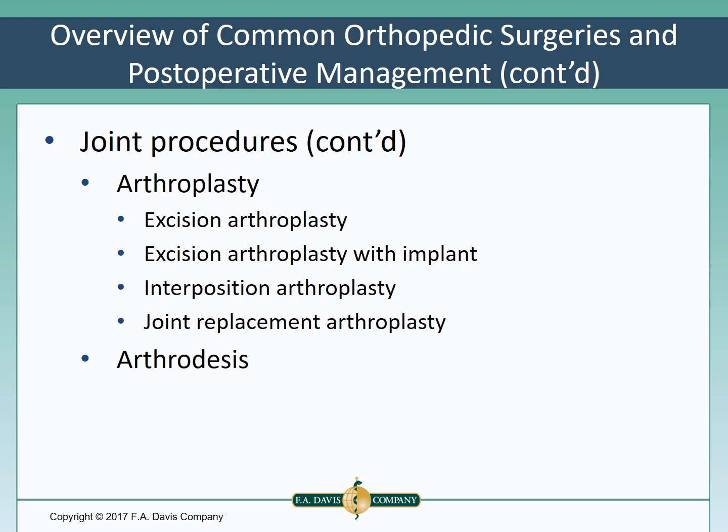You can fuse things with nails, they can do it with screws, they could do it with plates, they could do it with rods, they could do it with bones. There's a whole lot of things that can be done in order to create a joint fusion. Basically, these patients are going to be immobilized for 6 to 12 weeks until the ankylosis occurs, so basically that bone is nice and solid around whatever structure you put in to create the fusion.